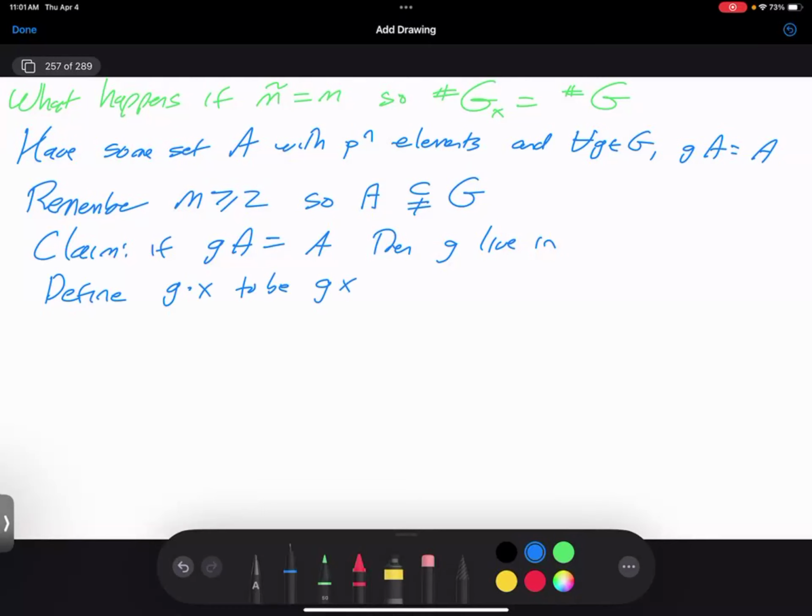And so now we know, for all g in G, gA equals A. Imagine we could prove that this implied that g had to be in A itself. If we knew that this implied that little g had to be in A, remember, g is in big G, which has p to the n times m elements. A only has p to the n elements. So that would be a contradiction. And then that would prove that we can't have this case.